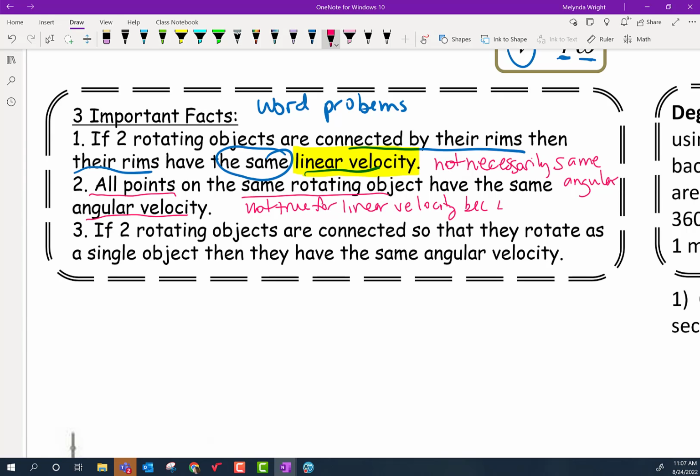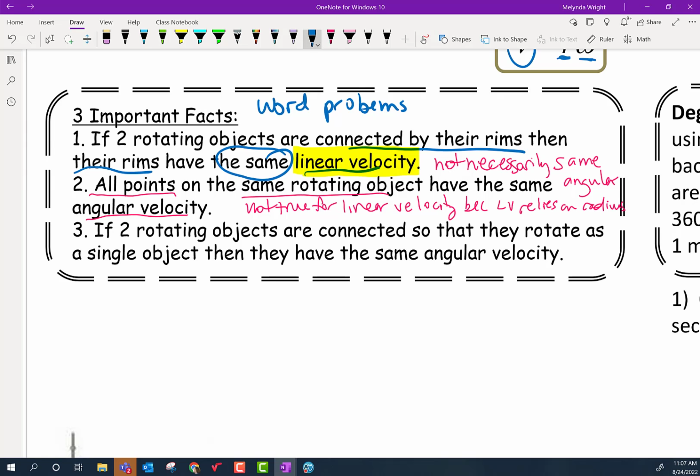Because linear velocity relies on the radius. It changes depending on the length of the radius. Okay, the last little concept that we need to talk about: let's talk about if 2 rotating objects are connected so that they rotate as a single object. Okay, let me give an example.